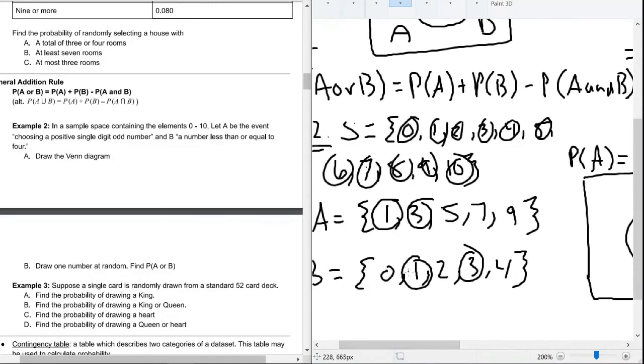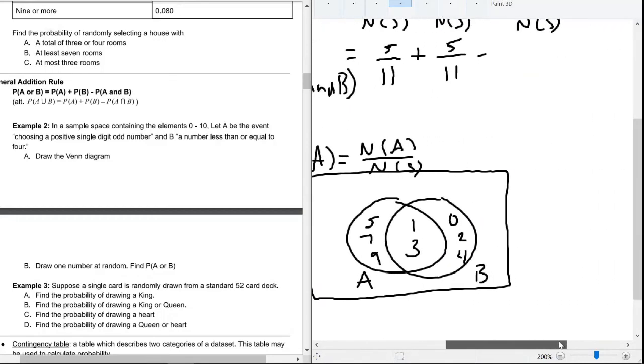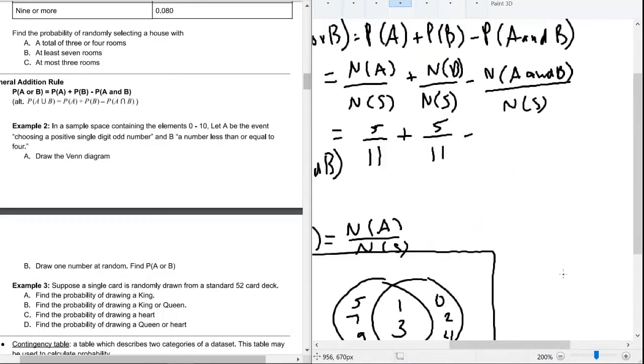Same thing here. How many outcomes are in common? So this is 1 outcome in common here. This is the second outcome in common here. So we have 2 outcomes in common that we're going to put on top, minus 2, out of the number in the sample space. So here, that'll give us 5 plus 5, which is 10. 10 minus 2 on top, that's going to give us 8 out of 11.